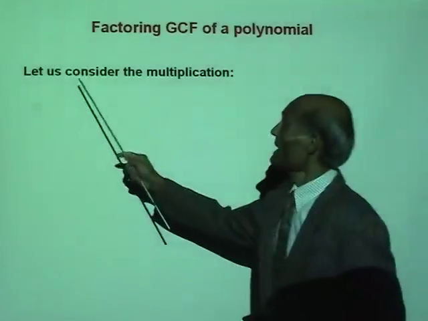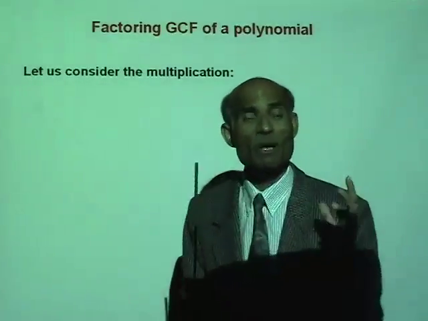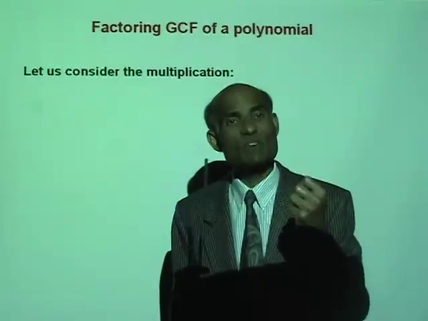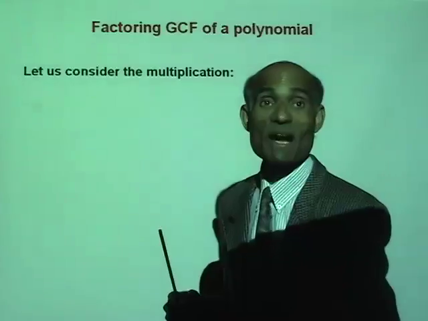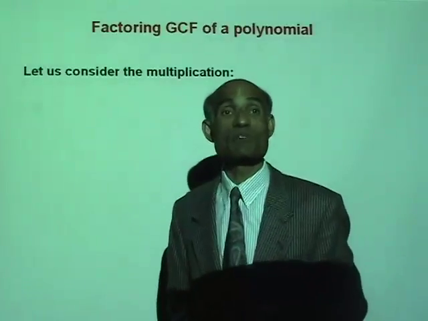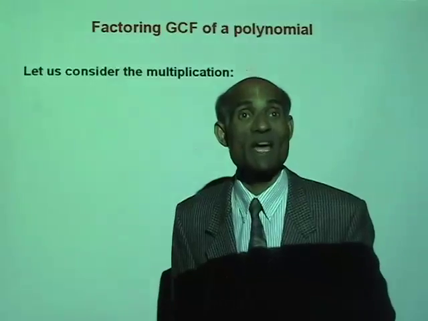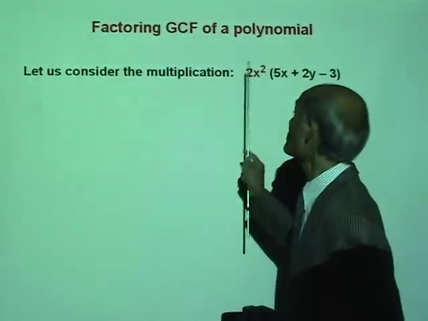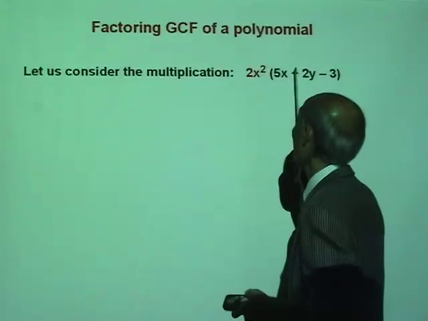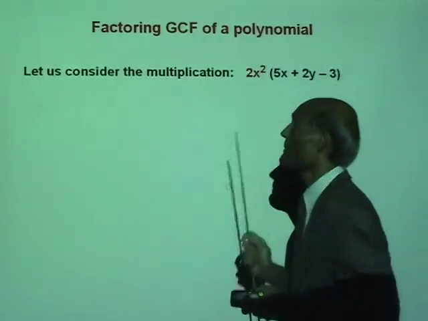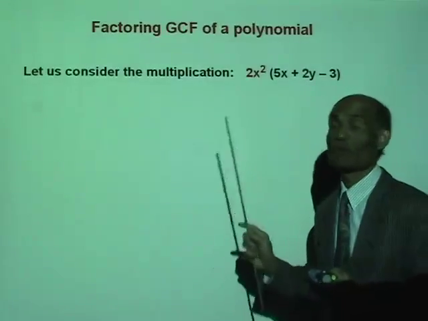Alright? Let us now consider multiplication. Remember, factoring is actually opposite to multiplication. We have done multiplying algebraic expressions. Okay, let's look at one example that is familiar to us. 2x squared multiplied by 5x plus 2y minus 3. Now, how do you multiply this?